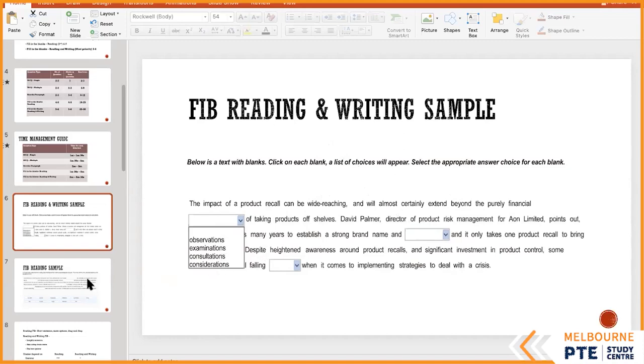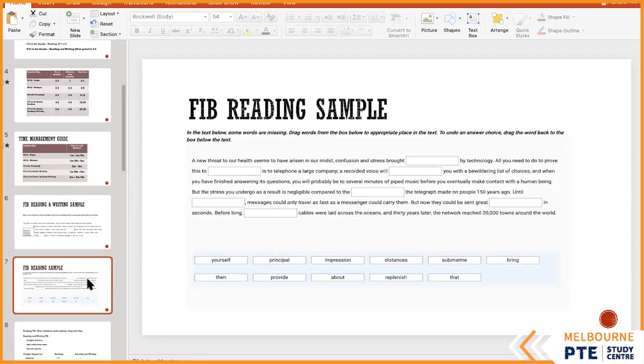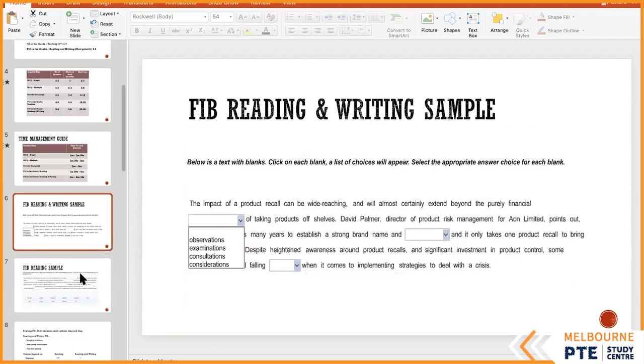Understood? Whereas on the other hand, fill in the blanks reading is referred to as a drag and drop. What happens in this one is that you will be given the paragraph and there are blanks that appear there. All the options will be provided at the bottom. Your job is to drag them and drop them at the correct box. This is referred to as drag and drop. Got it? So fill in the blanks reading and writing is called drop down. Fill in the blanks reading is called drag and drop. So the difference between those two is obviously aesthetic, they look different.